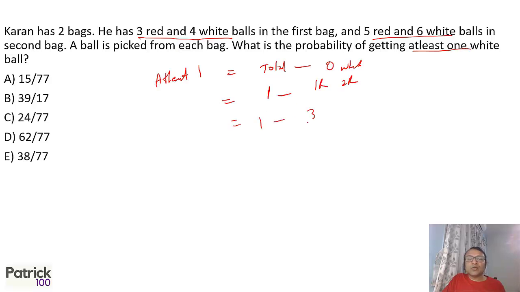The first ball being red is 3 out of 7. The second ball being red is 5 out of 11. Which becomes 1 minus 15 upon 77, which will give you 62 out of 77.